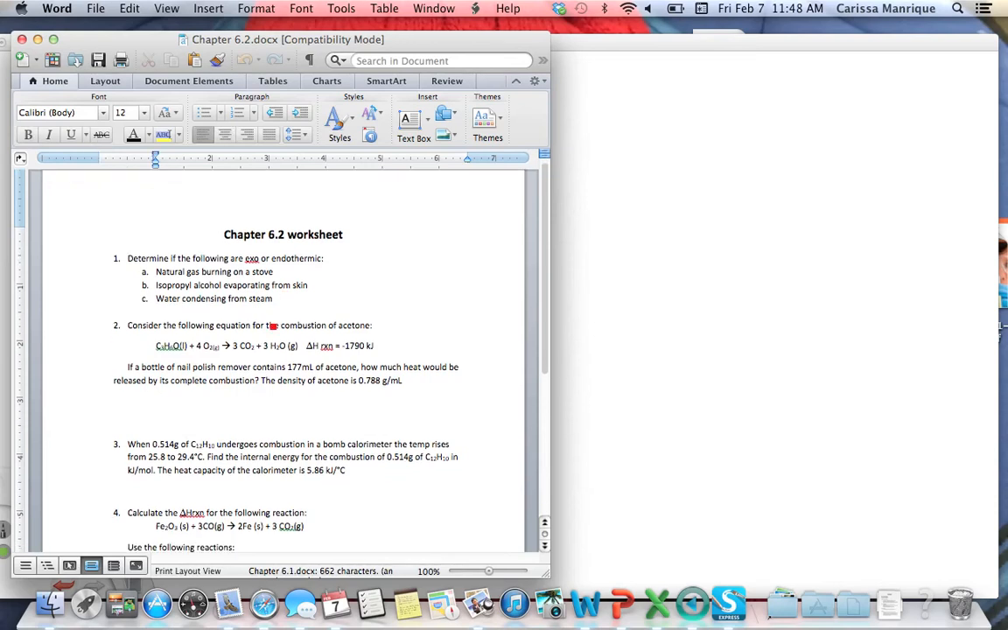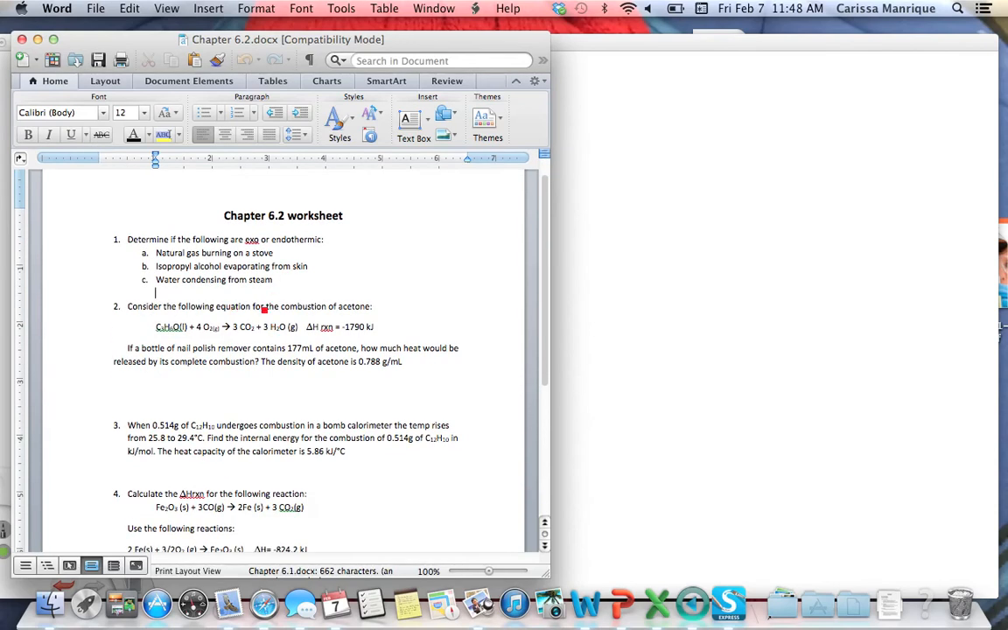Let's look at number 2. Consider the following equation for the combustion of acetone. Okay, so here's acetone, and a combustion reaction is when you react it with oxygen. And you're always going to release carbon dioxide and water. Whenever you have this reaction, it releases negative 1,790 kilojoules of energy.